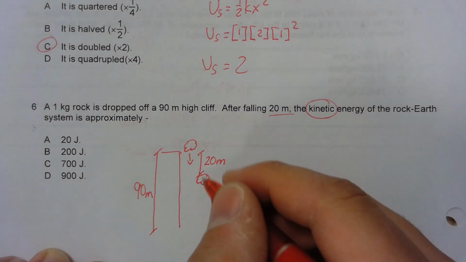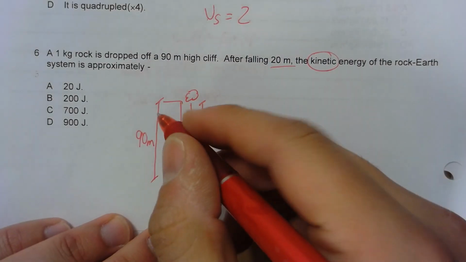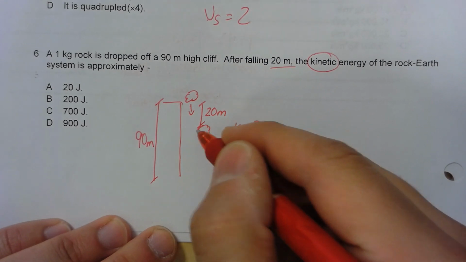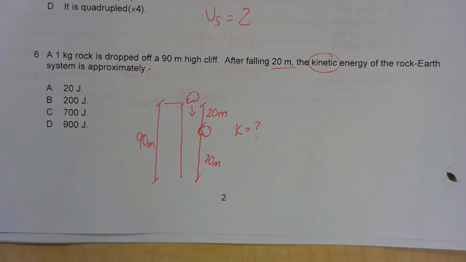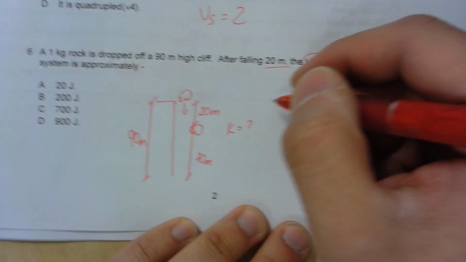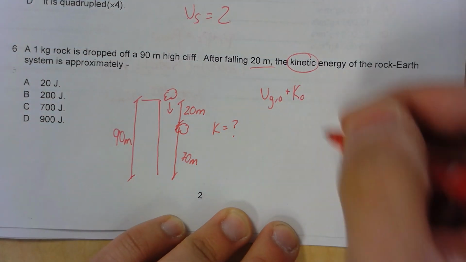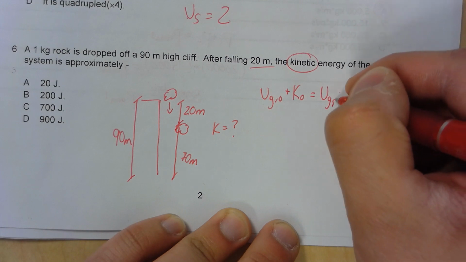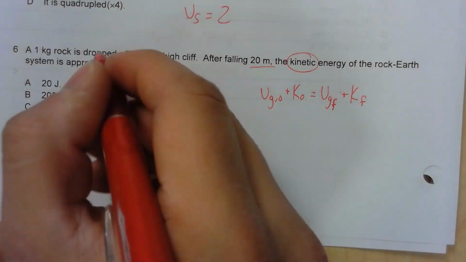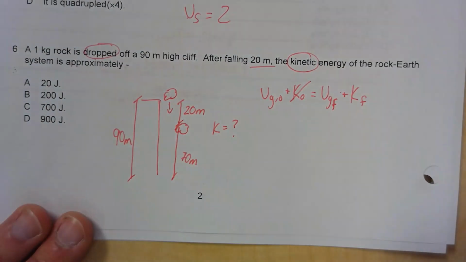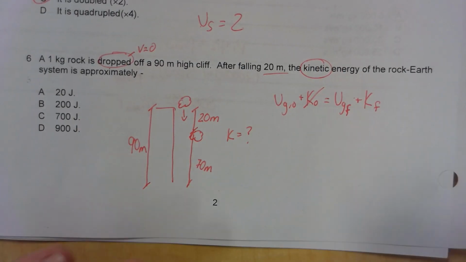Now, we don't care about how far it fell, we care about how high it is. So if the whole cliff is 90, it's fallen 20 meters, that then means it's 70 meters above the ground. That's going to be helpful in a second. Okay? So all we do is UGO plus KO. There's no spring, so I'm not even going to write it, equals UGF plus KF. At the beginning, the rock is dropped, so that initial kinetic energy is 0, because dropped means the velocity is 0. It's not thrown, it's dropped.